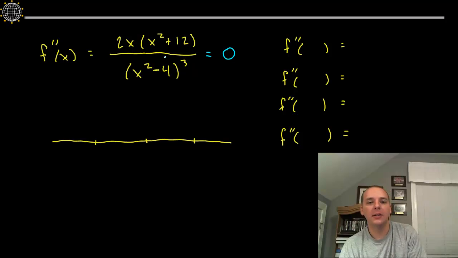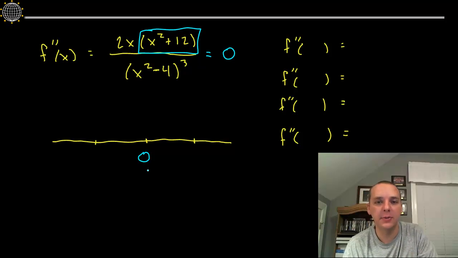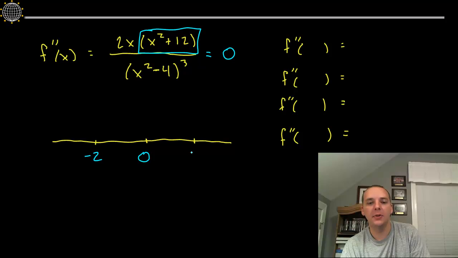So if you look at this fraction here and you set the numerator equal to 0, you see that only has a solution at x equals 0. This expression here can never be 0 because it's x squared plus 12. You could try, but you'll see that's never 0. So x equals 0 is an interesting place we should look at, as well as, let's not forget, minus 2 and 2, because we've got vertical asymptotes there.